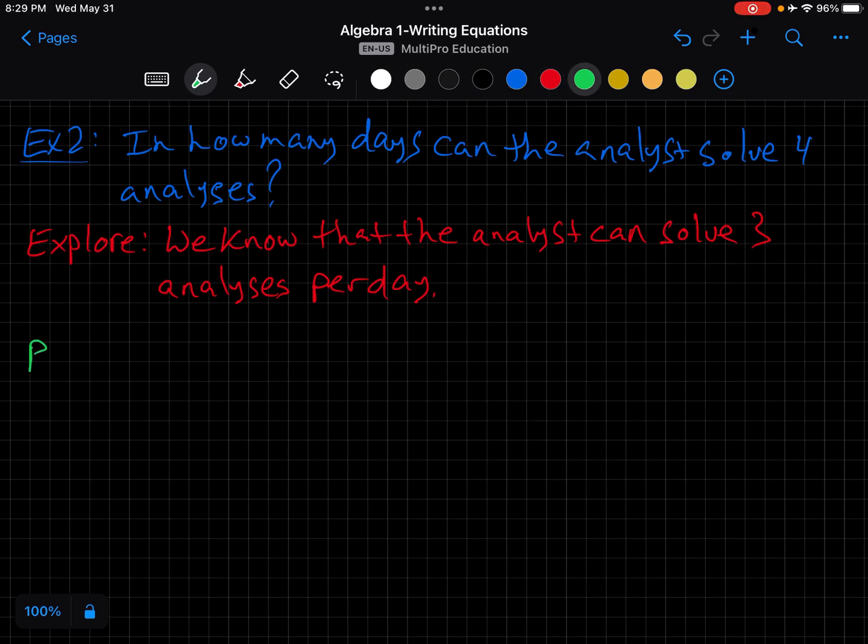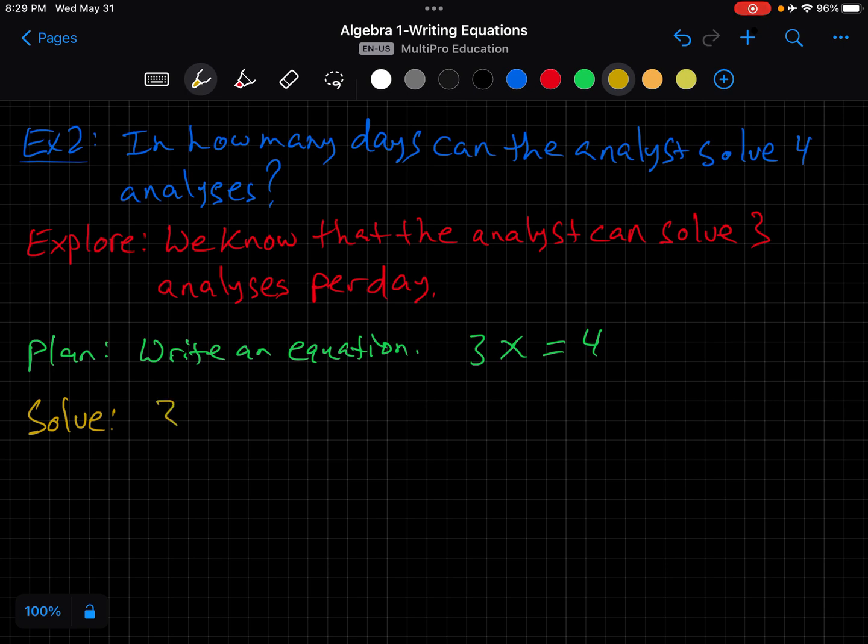So let's come up with a plan. Okay, so we need to write an equation for this. And so we know that if we make x the number of days, we can find that he does 3 of these per day, but there's a total of 4. Okay? Now, the next thing is to solve the equation. So if we take 3x is equal to 4, divided by 3 on both sides, then that gives us x is equal to 4/3, which is equal to 1 1/3 days. So we solved it.